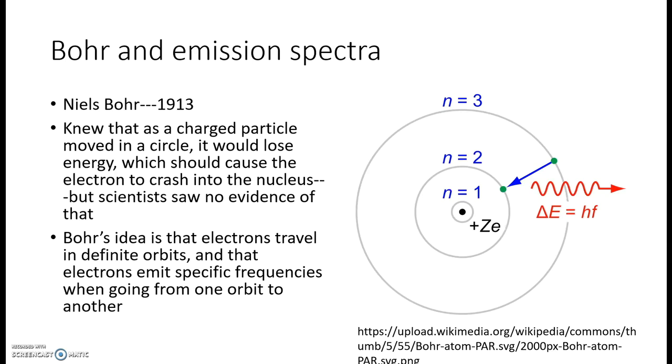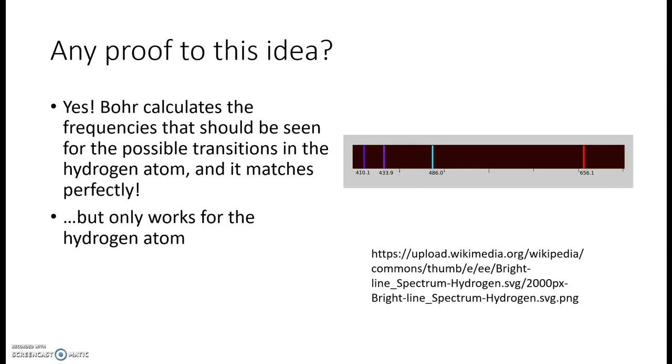So that's a little complicated, and this is more just an idea, but he ends up going through and actually calculating for the hydrogen atom what those specific frequencies should be. Does it work? You bet. Bohr calculates these frequencies that should be seen for possible transitions in the hydrogen atom, and it matches perfectly. But it only actually works for the hydrogen atom. However, this is such an important idea that even though there are some definite flaws in this particular model, he ends up getting the Nobel Prize, even though it only worked for the hydrogen atom. All the other elements, not so much, but it did work for the hydrogen atom.